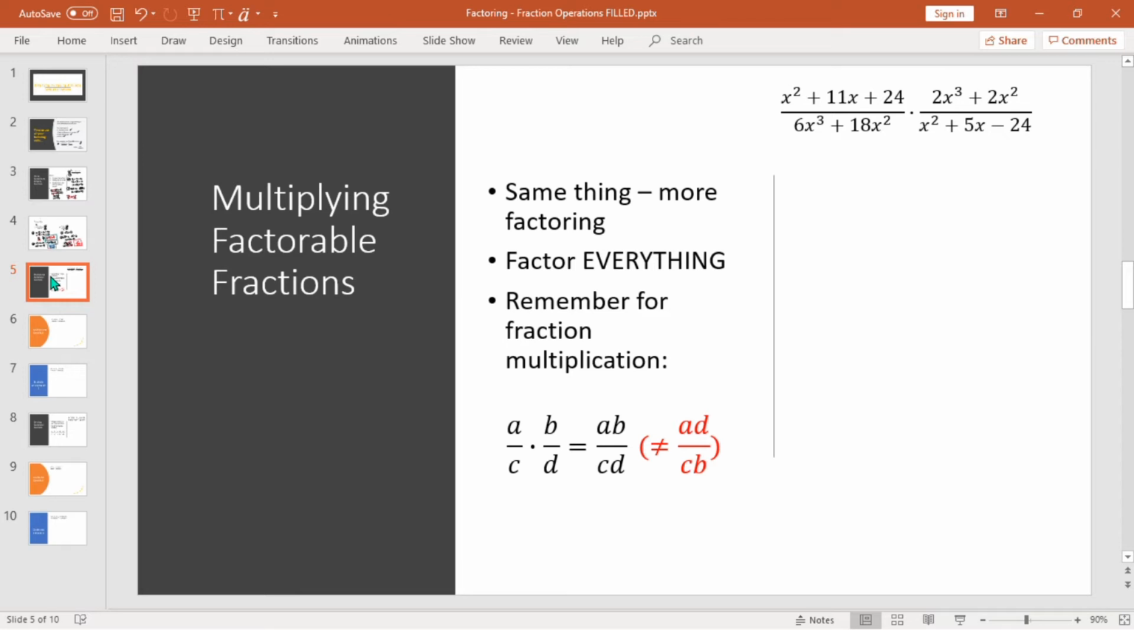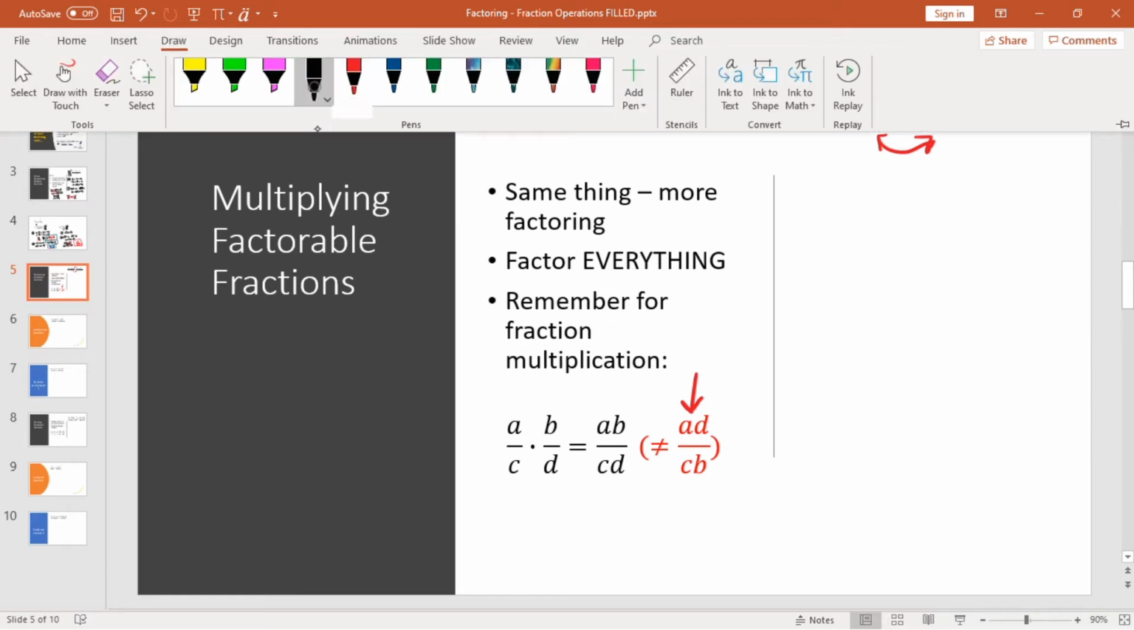Okay, so now we're going to ramp it up a bit, and we're going to start by multiplying factorable fractions. So this is no different. You're just doing more factoring. You have 2 numerators and 2 denominators. Remembering for fraction multiplication, we would be doing top times top, numerator times numerator, denominator times denominator. So when you do that, if you didn't factor it, you'd be doing some massive multiplication. So factor first and cancel and see if things are easier. And the last point here is don't get tempted by cross multiplication. Fraction multiplication is just straight across.